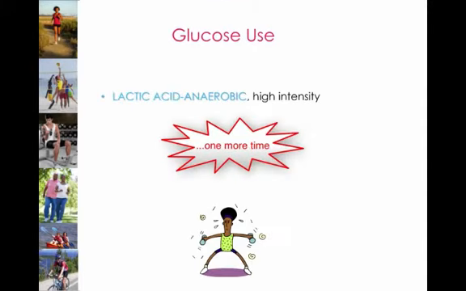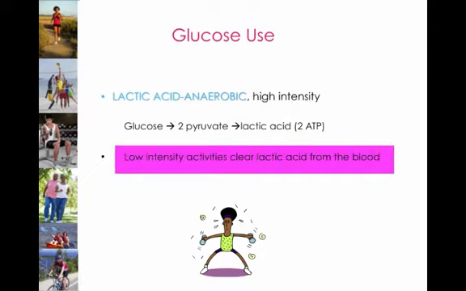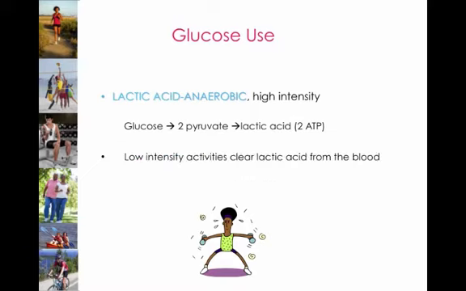Anaerobic exercise produces lactic acid. Lactic acid produces a small amount of ATP. I'm not asking you to remember specific numbers. And then as that lactic acid builds up, you slow down, and low-intensity activities clear lactic acid from the bloodstream as a result of the Cori cycle.